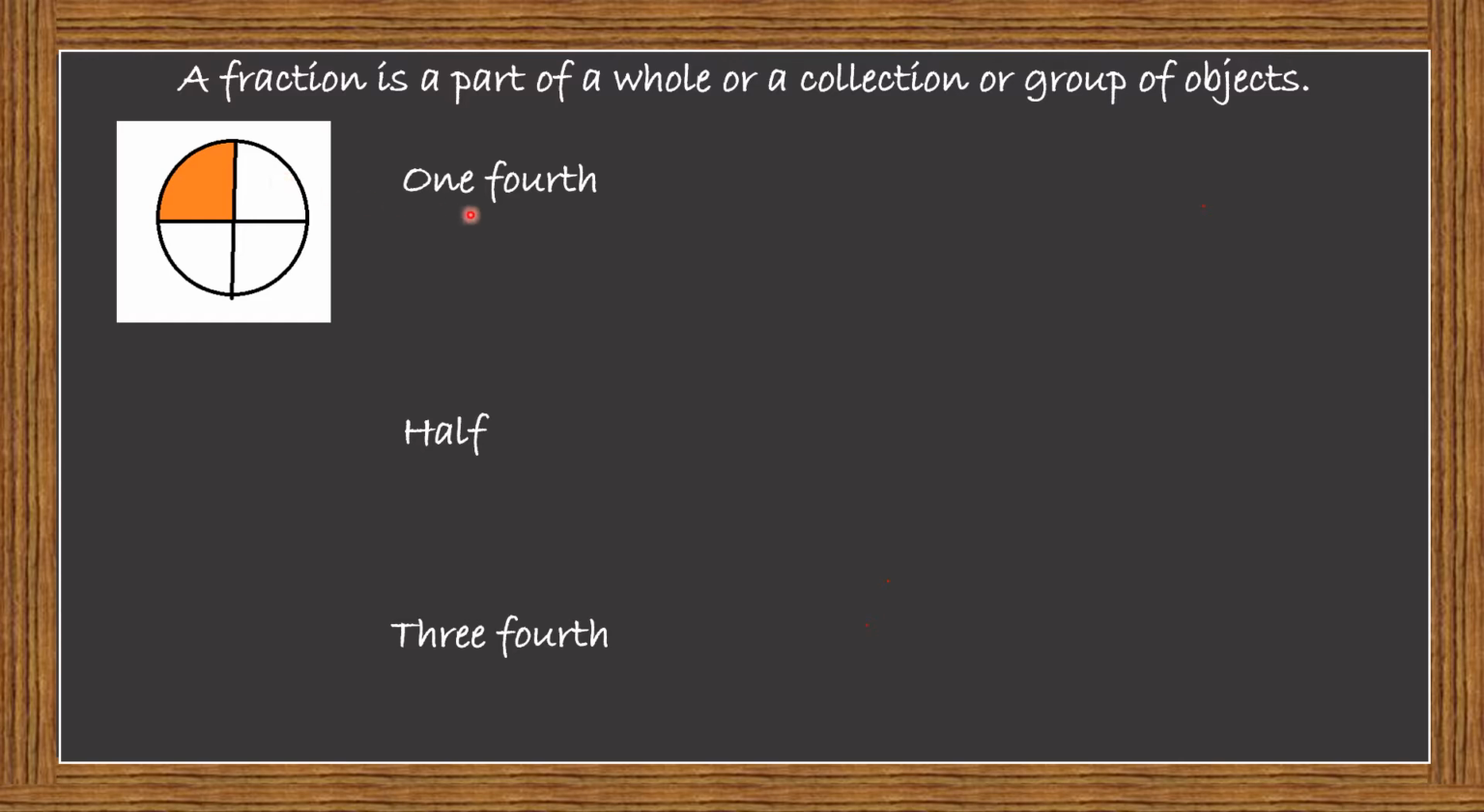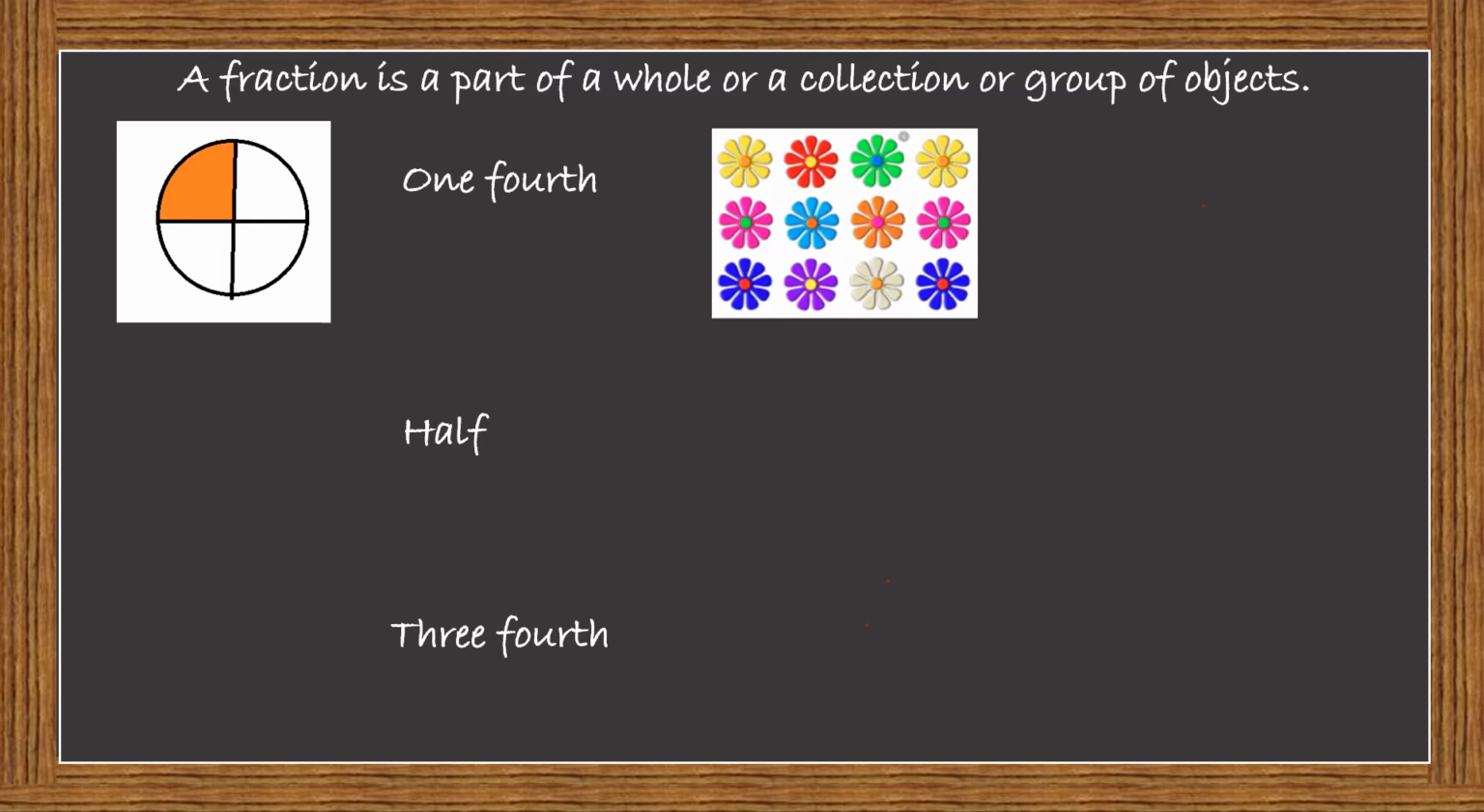Now we will consider this 1/4 as a part of a collection. Okay, so here is a collection of flowers. So we will calculate 1/4 of this collection. So how many flowers are there? 1, 2, 3, 4 in one row. There are 3 such rows. So there are in total 12 flowers. So we will calculate 1/4 of 12.